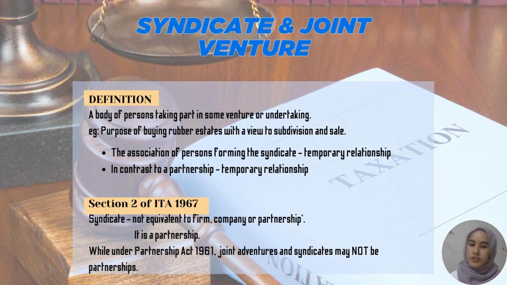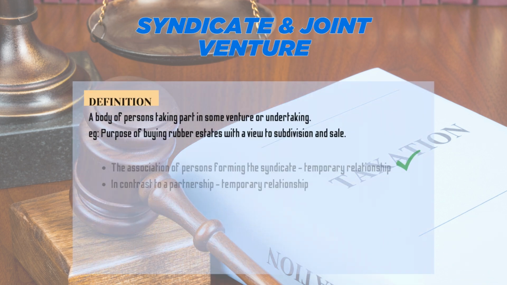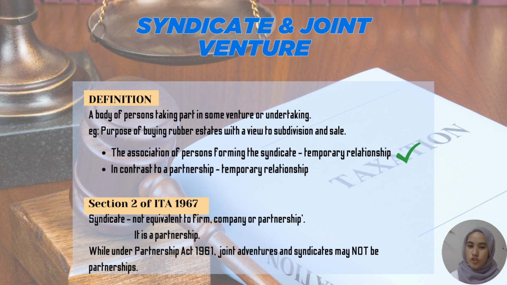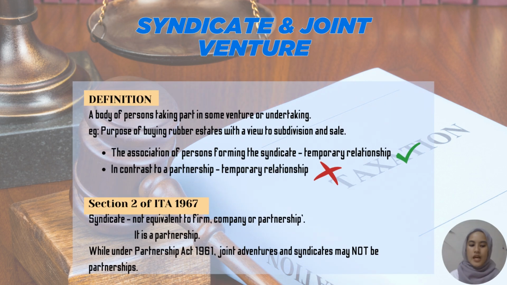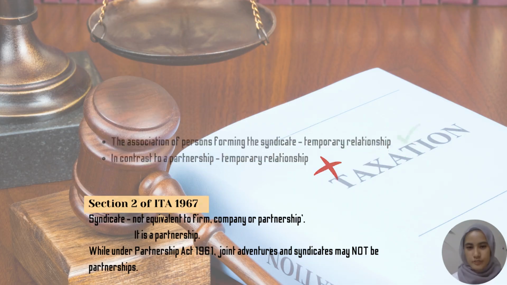Sometimes the association of people forming the syndicate is temporary. This is in contrast to a partnership, which gives the impression that it is not a temporary relationship. A syndicate is said to be not equivalent to a firm or a company or partnership. But by definition, under Section 2 of the Income Tax Act, it is a partnership. While under the Partnership Act 1961, joint ventures and syndicates may not be partnerships.